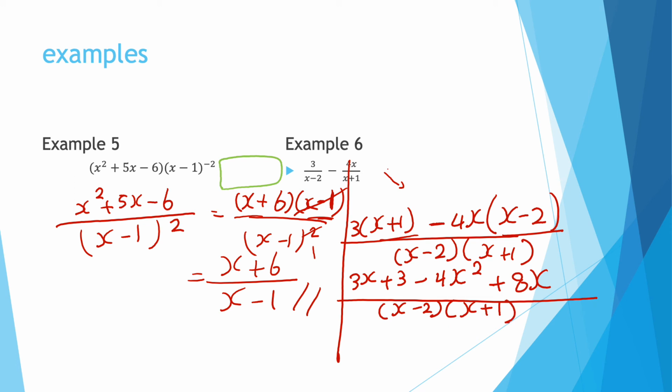All right, now simplifying. Here I've got 3x and 8x and -4x. So I've got -4x squared here. 8, that's positive 11x. And then plus 3 over x minus 2 and x plus 1.